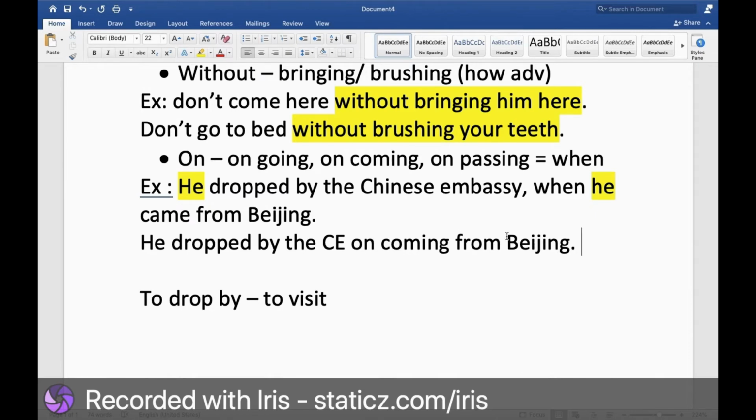This is a better sentence. So here "on coming from Beijing" is an infinitive construction, and it's a time adverbial. "He dropped by" is a place adverbial, and we have a time adverbial here. So if you are going to write or create a sentence where the subjects of both clauses are the same, then you can do this magic. You can use "on" in front of the infinitive, which is the main verb of that "when" clause, and you can convert it into this one. Did you understand how we do it?